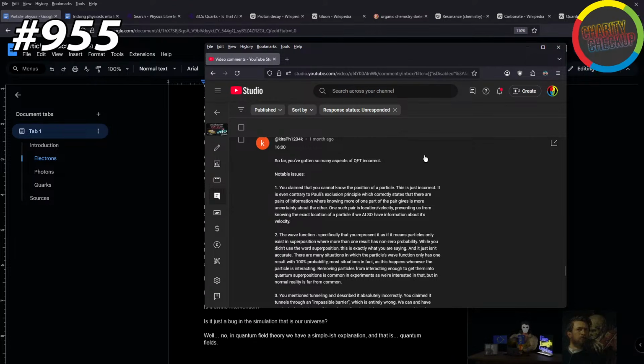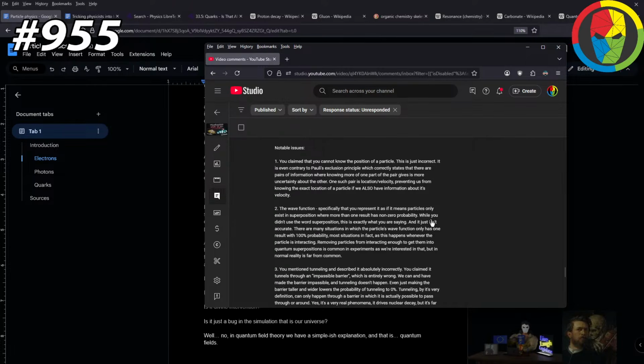So far, you've got a many aspect confusing and notable. You claim that you cannot know the position of the particle. It's incorrect. It's even encouraging public which could state that there are pairs of information where knowing more one part gives uncertainty about the other. One such pair location velocity as knowing the exact location of a particle if we also have information about its velocity. Yeah, that's what I... Oh my goodness. Okay. Thank you so much for rephrasing what I said.